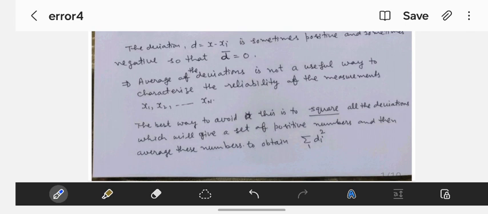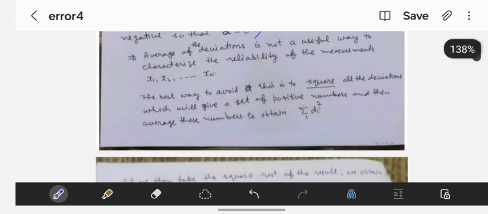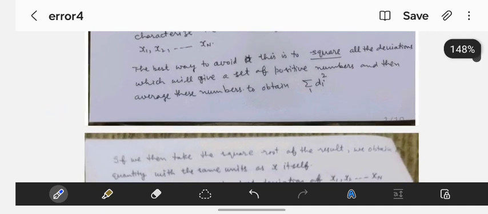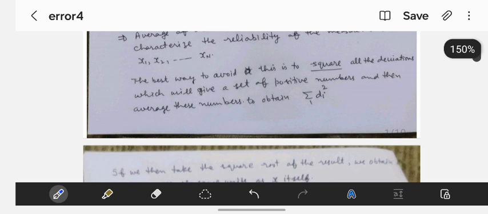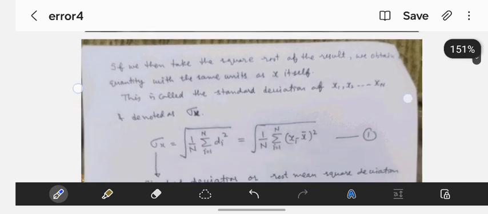That's why the average of the deviations is not a useful way to characterize the reliability of the measurements x1, x2, xn, because we get 0 here and still there is deviation, so we didn't get anything solid. So the best way to avoid this is to square all the deviations, which will give a set of positive numbers, and then average these numbers to obtain sigma di square.